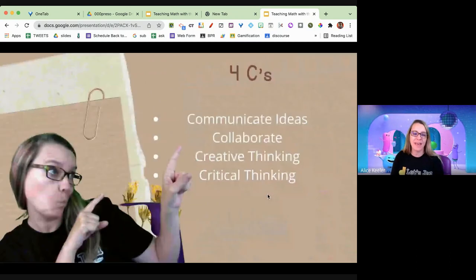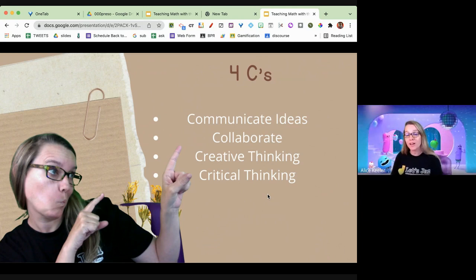We want to have at least 1 C, so we want to either communicate ideas or collaborate or creative thinking or critical thinking. One of these, preferably all 4. All 4 would be great, but at least one of these should be present in almost all activities. So let's say 90% of the time.